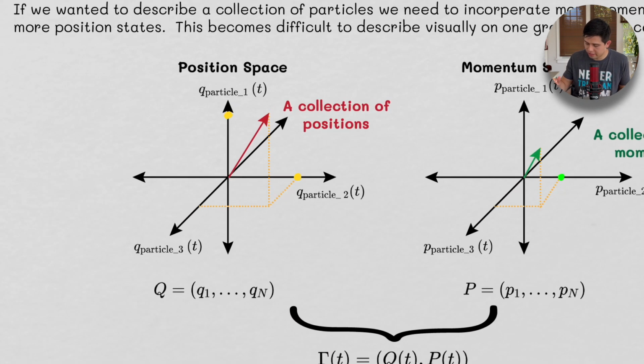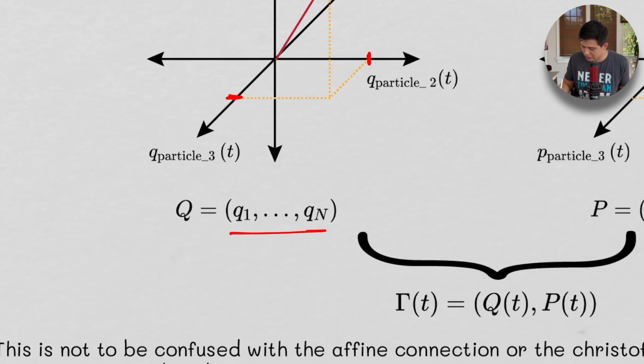And so we can think here, okay, particle 1 has a position right here, particle 2 has a position here, and particle 3 has a position along this axis. Together we have a vector or a point that represents a collection of positions, right? So this is that collection of positions.